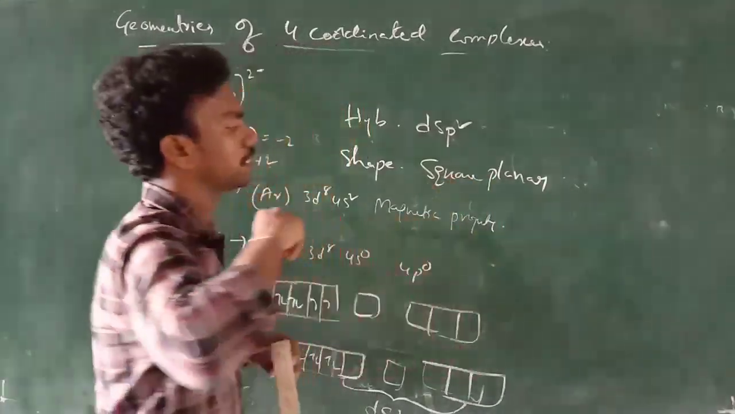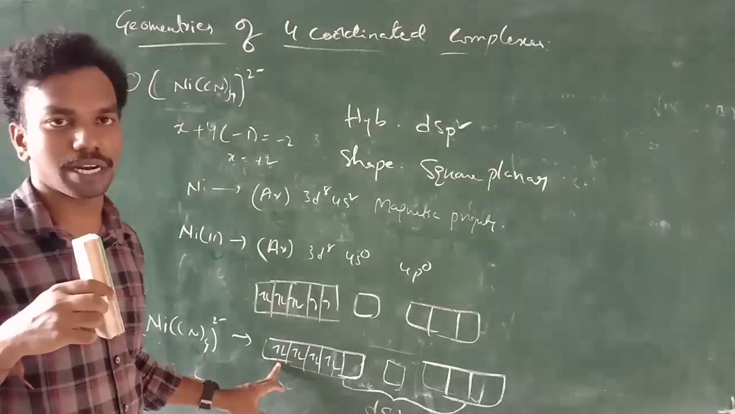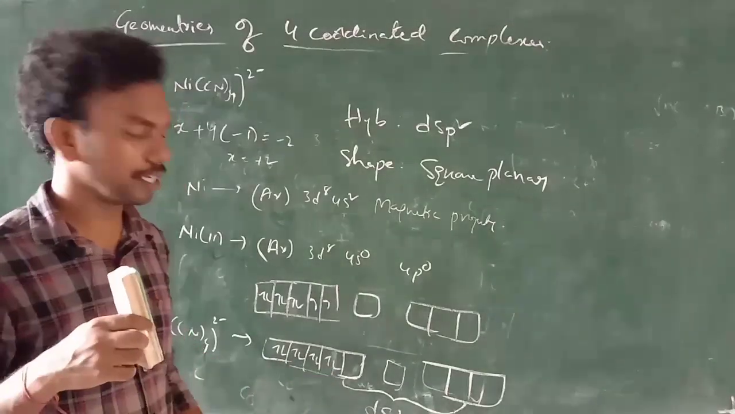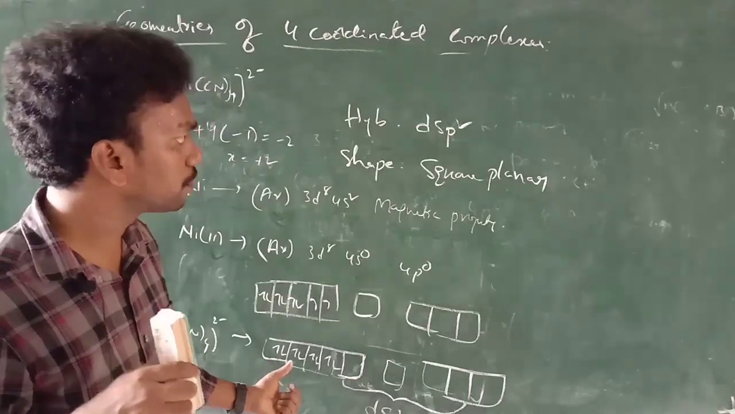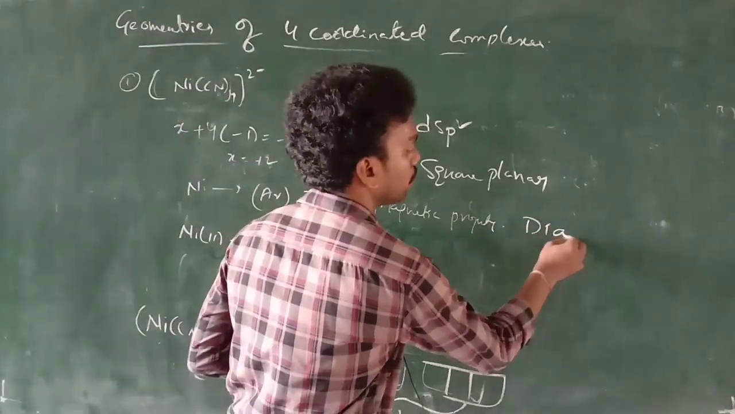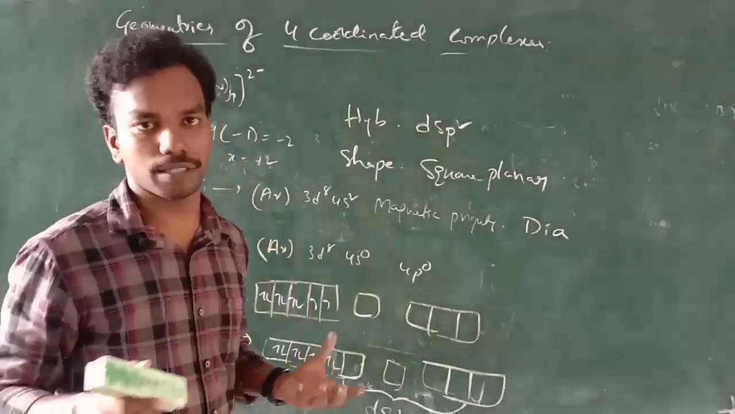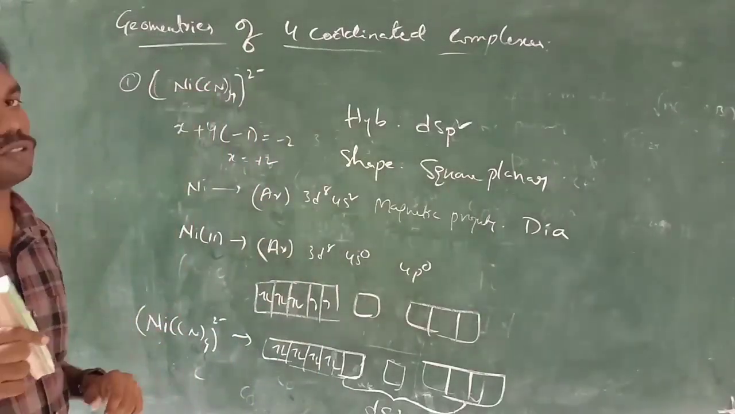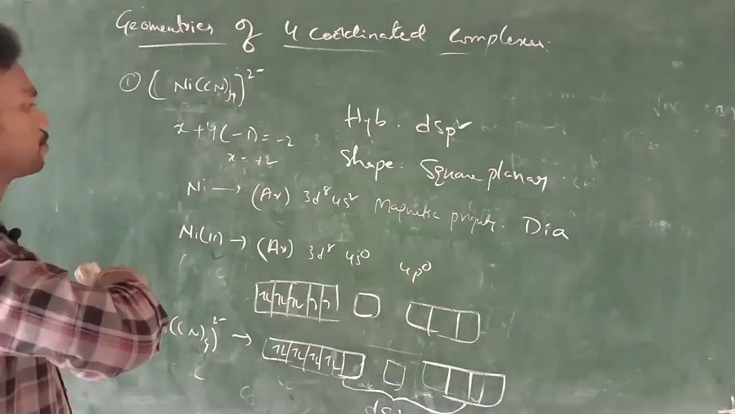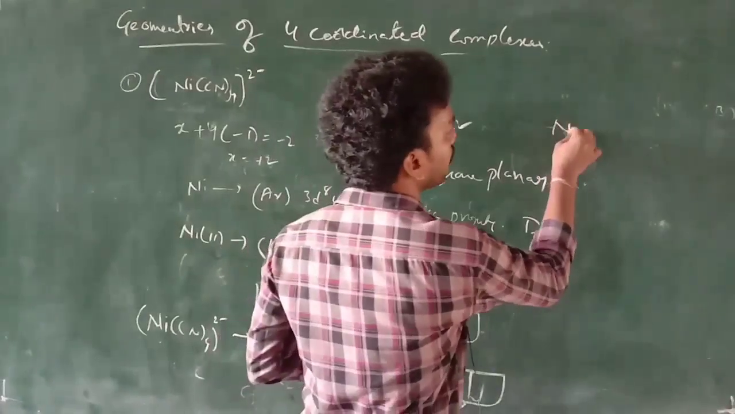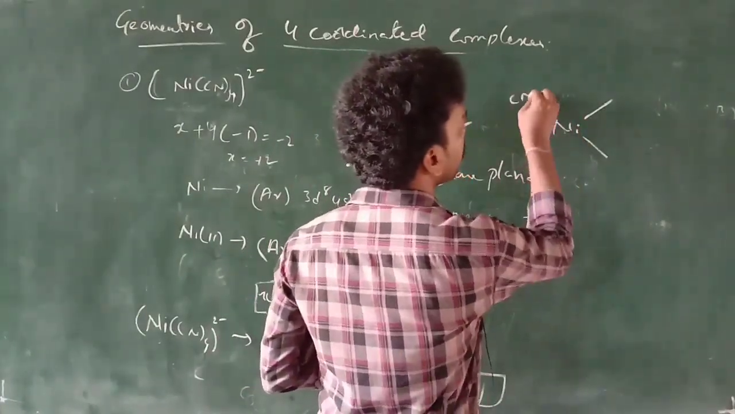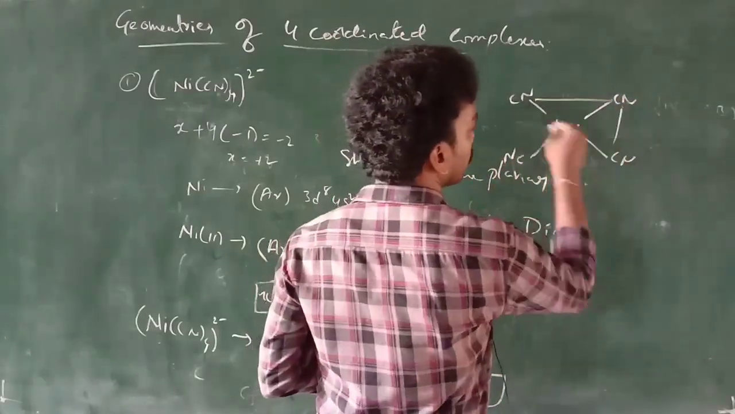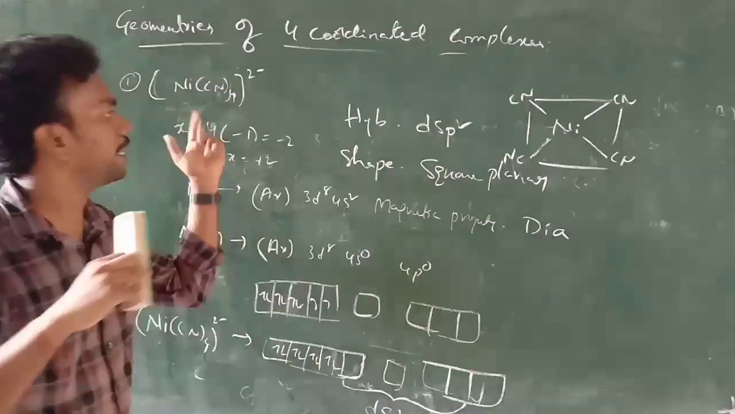So magnetic property. Here you don't have any unpaired electrons, all are paired up. You don't have even one unpaired electron here. So it is diamagnetic because of no unpaired electrons. So it is diamagnetic, right. So this is [Ni(CN)4]2-. It has a square planar shape: Ni with four cyanide ligands, CN, CN, CN, CN. Okay. So this is the shape of [Ni(CN)4]2-.